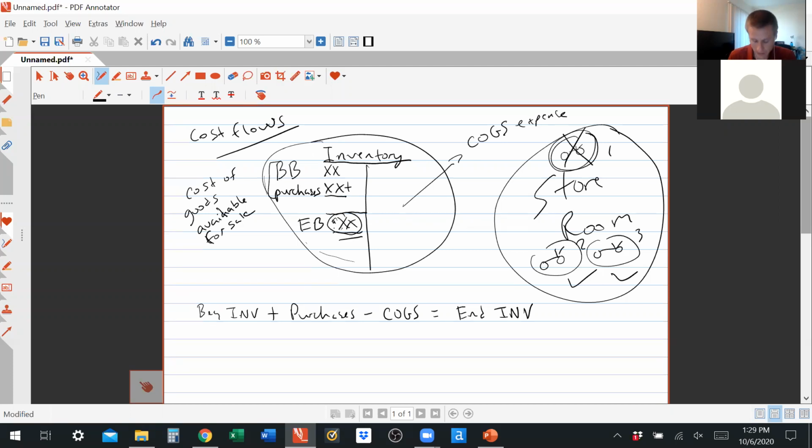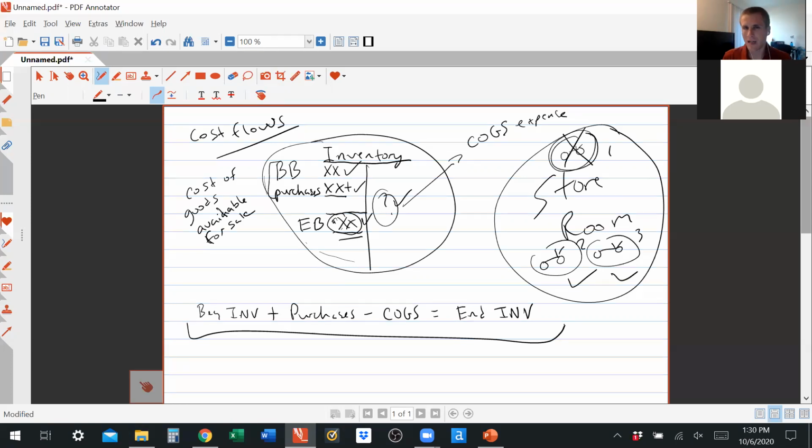This represents the dollar value of what's left in our storeroom. And then this is a plug, right? And we can just solve for it. This, which we have, plus this, which we have, minus this, which we don't know, has to equal this, and we can solve for this. That's what the periodic inventory system does. It backs out the cost of goods sold using this equation here at the end of the period.